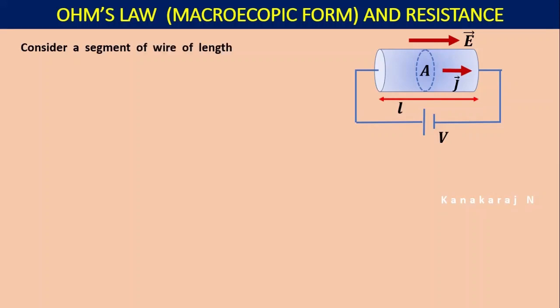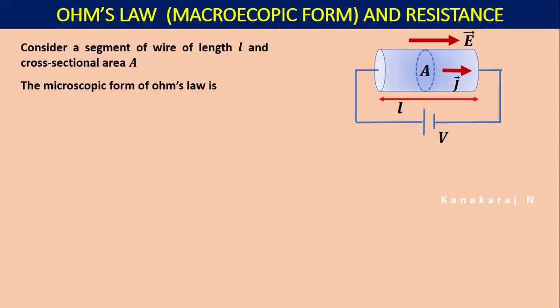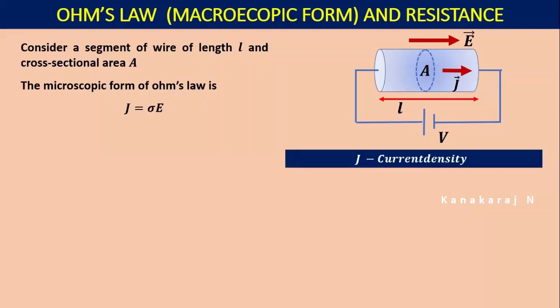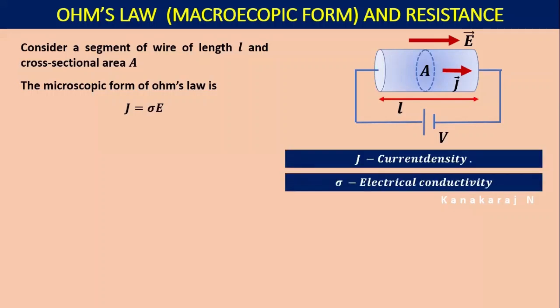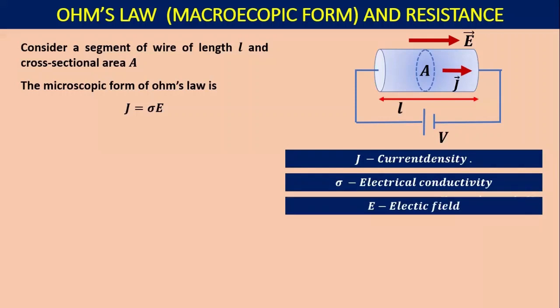Consider a segment of wire of length L and cross-sectional area A. The microscopic form of Ohm's law is J equals sigma E, where J is the current density, sigma is the electrical conductivity, E is the electric field. We consider this field is uniform. Then let us substitute what is J, sigma and E.